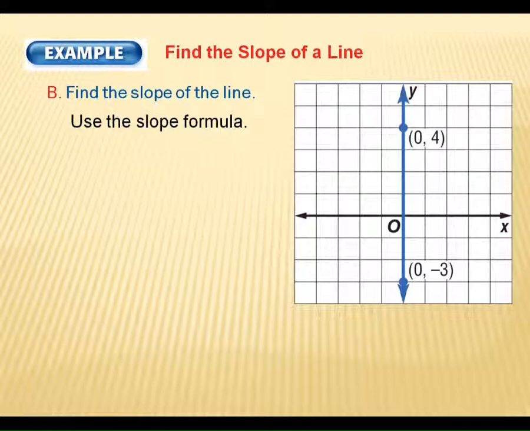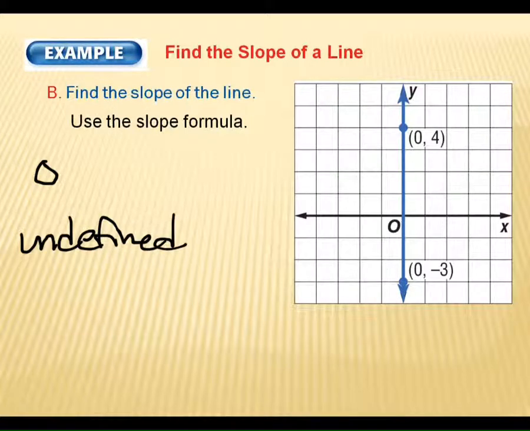How about a vertical line? When you have a line that's straight up and down, this one happens to go through the y-axis. What's the slope of a vertical line? 0, 0. Now, there's 2 options. Most people either say 0 or they say undefined. One of them is for a vertical line. One of them is for a horizontal line. Which one's which?